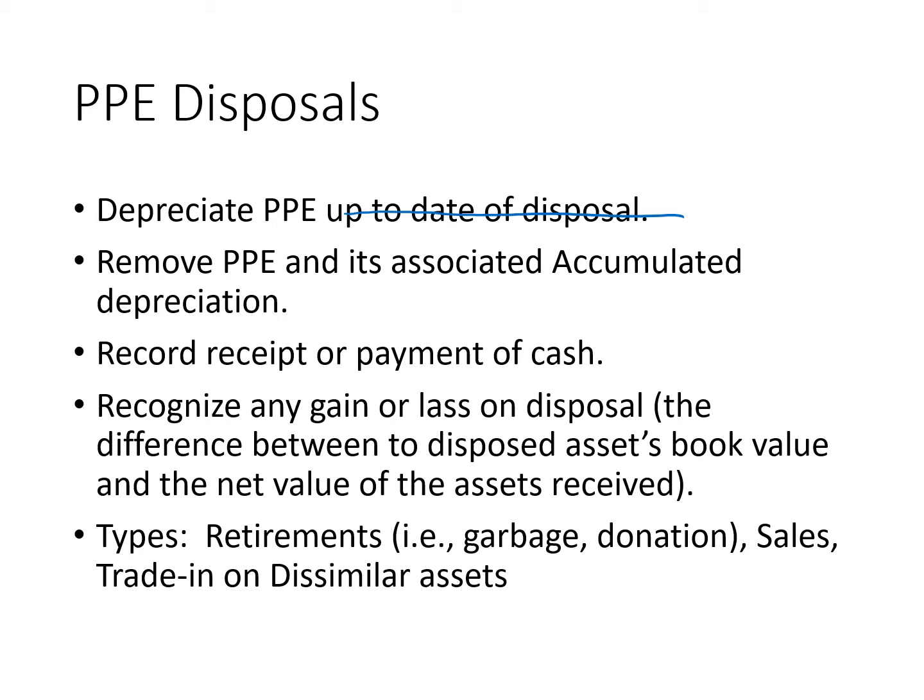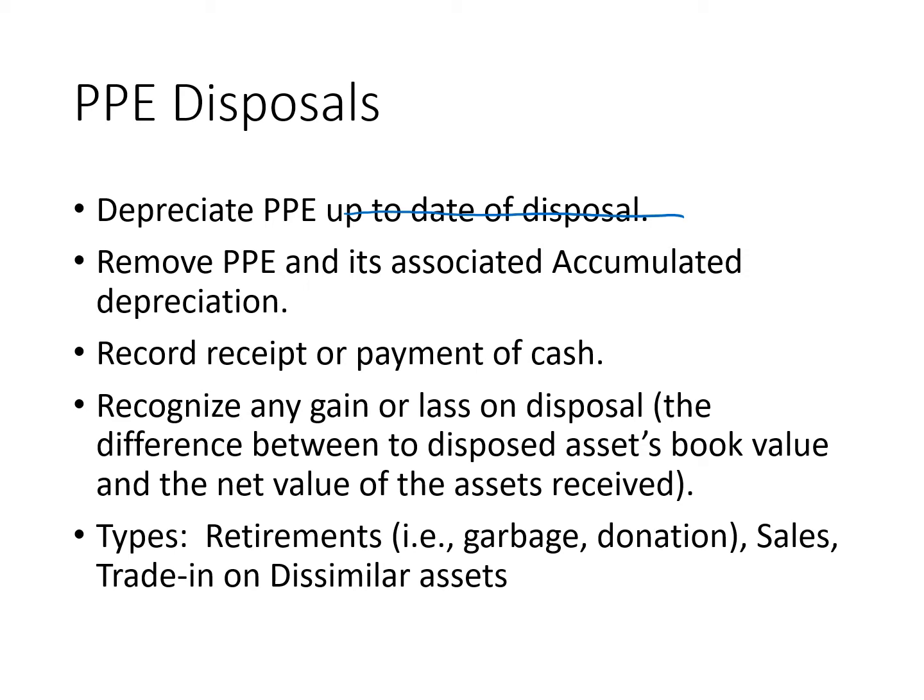And then the second thing you're going to do is look at what is the balance in the asset that you're disposing of, what was its cost, and what is the current balance in the accumulated depreciation. You'll also want to gather what is the sales price or the cash proceeds, or get the receipt from when you dispose of that property, plant, and equipment. That way you can compute your gain or your loss on the disposal, which is the difference between the disposed of asset's book value, cost minus accumulated depreciation, and the net value of the assets received.